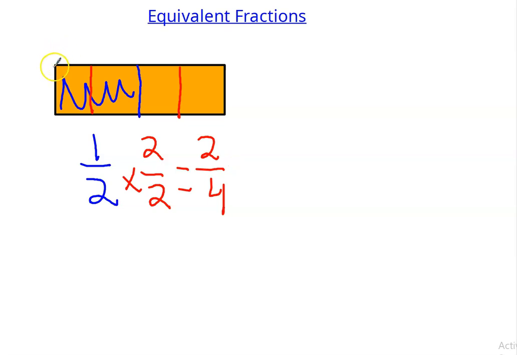Because if you look right here, you'll see that you're still getting the exact same amount of the candy bar as you were in the first place. First you got 1 out of 2, now you got 2 out of 4, but it's the same area of the candy bar. All right, so let's get into the lesson.